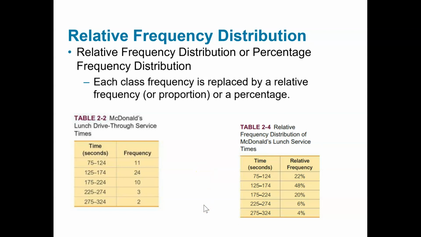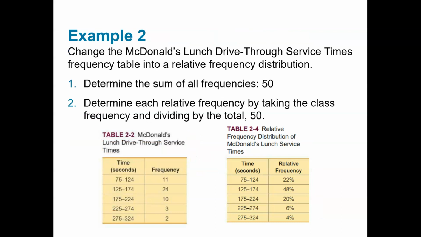So how did we come up with that relative frequency? Well, the total, if we were to add up all these values, we're actually going to get 50. So if we were to take 11 and divide it by 50, we would get 0.22, which is 22%. 24 divided by 50, we're going to get 0.48, which is 48%. And that's how you calculate the relative frequency. And that's example 2.